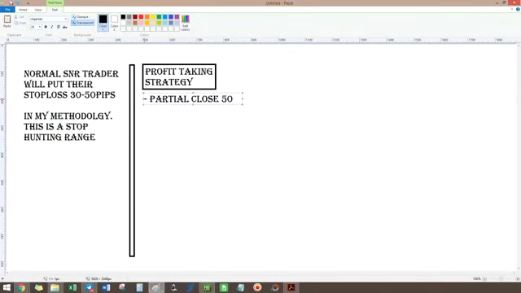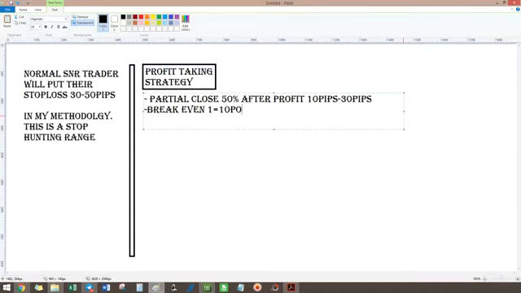50%. Profit 10 pips to 30 pips. Plus break even, 1 to 10 pips. This is the profit taking strategy.